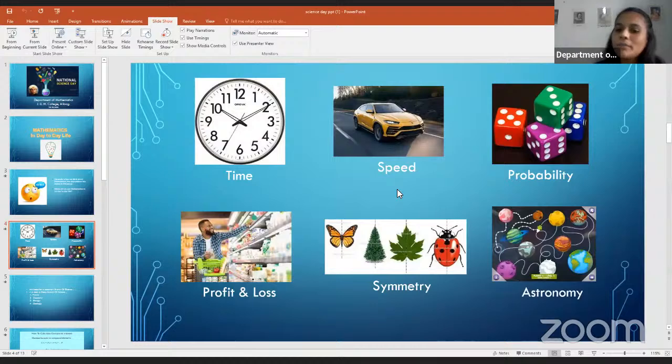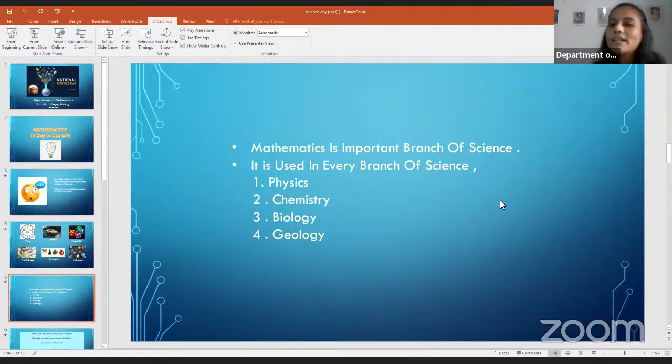Then in many astronomical calculations involving astronomy, we use mathematics. So mathematics is basically one of the important branches of science. Rather, mathematics is used in every branch of science, whether it is physics, chemistry, biology, or geology.